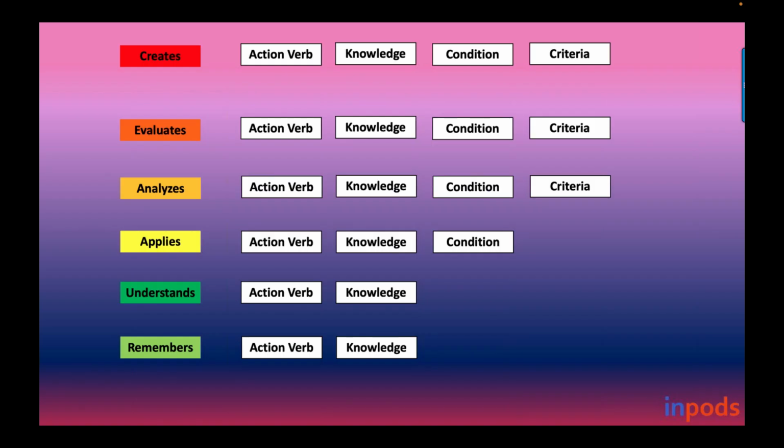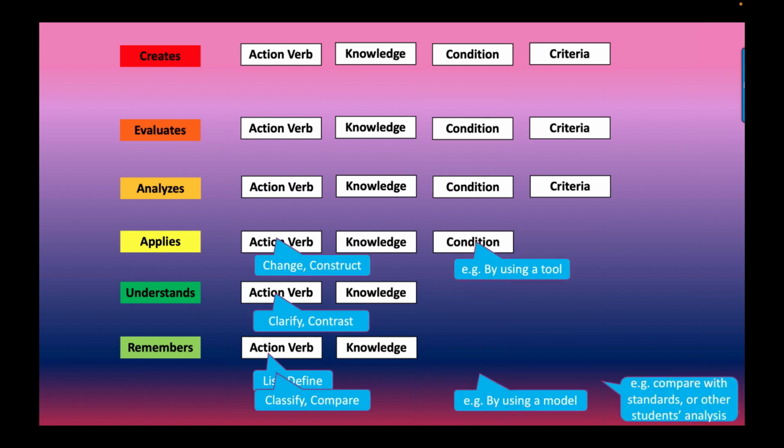So what I'm trying to say here is that if you are measuring whether or not students have reached the remember level, right, then only the action verb and knowledge could be good enough. Even in understand level of cognition, action verb you already know, right? Clarify, contrast, list, define, which you have already defined in our course blueprint. And what content you are delivering is the knowledge part, right?